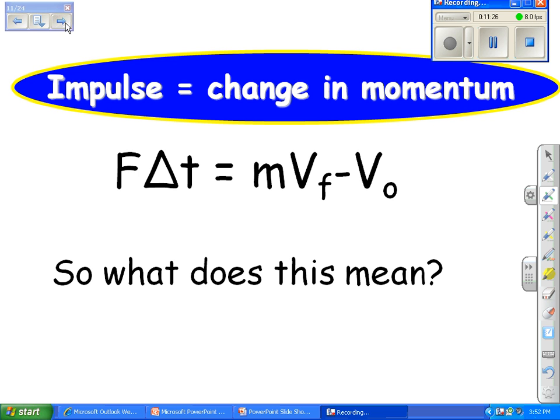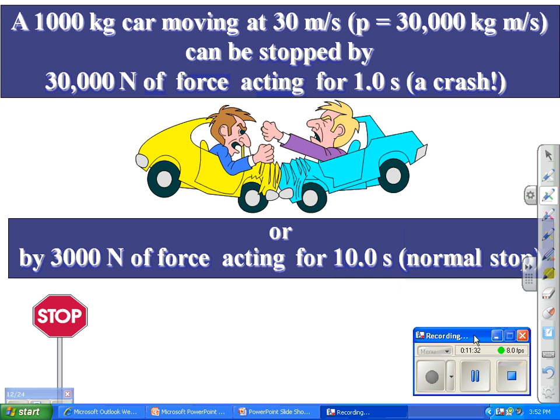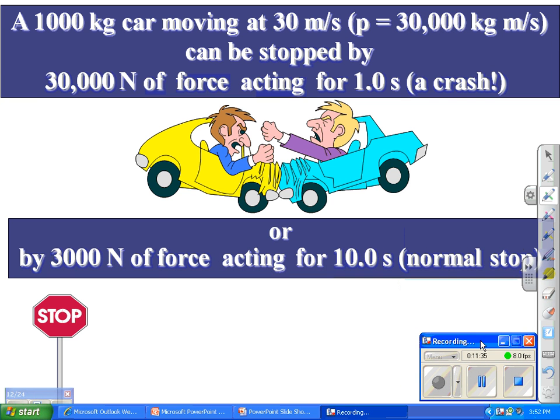So what does this really mean? Well, it means that if we have a car that's 1,000 kilograms and it's moving at 30 meters per second, which means it has a momentum of 30,000 kilogram meters per second, it can be stopped by 30,000 newtons of force acting for 1 second, because force times time would be 30,000 and 1,000 kilograms times velocity would be 30,000. So that's what that means.